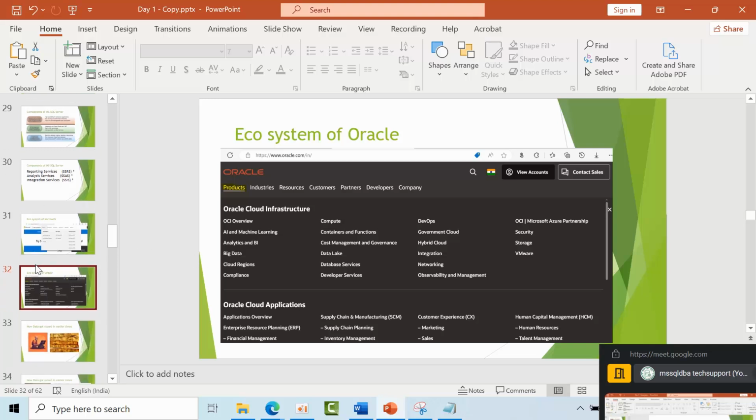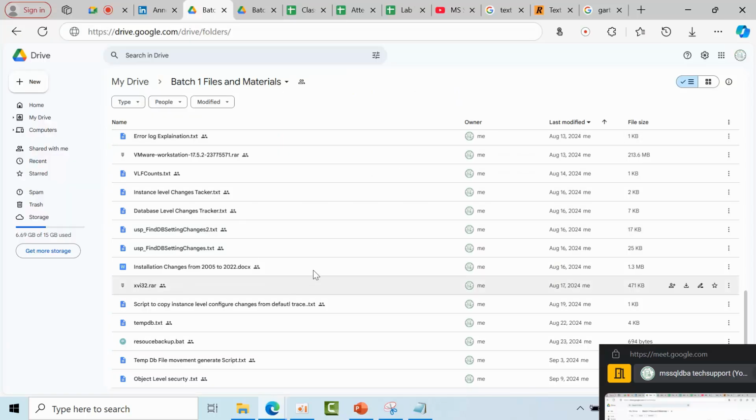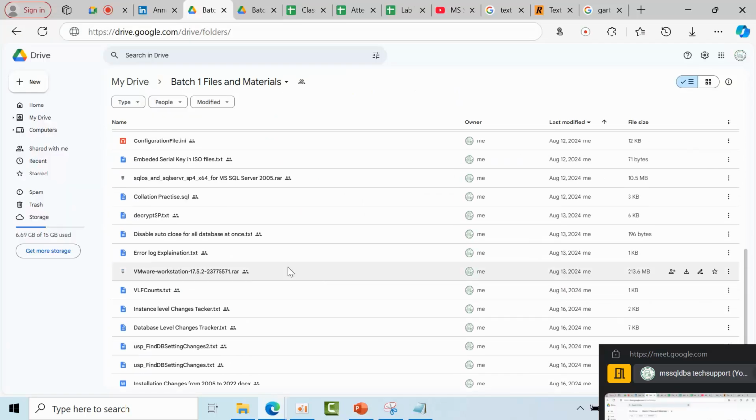Okay, now, how data used to be stored on all these things in earlier days, we are going to see from tomorrow onwards. So any doubts, let me know, otherwise I will stop the recording. The practicals that I used to show you, you have to practice the same.